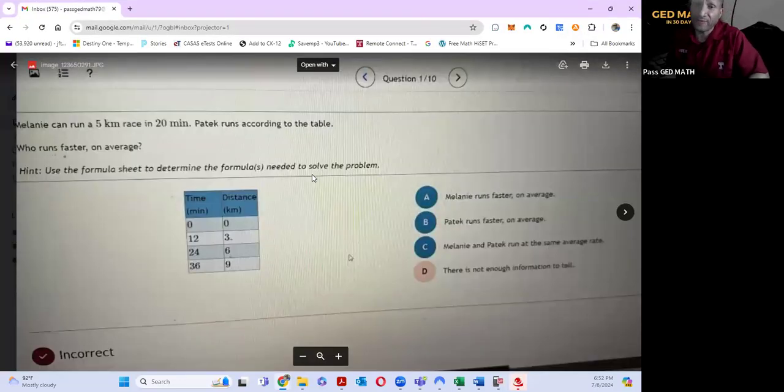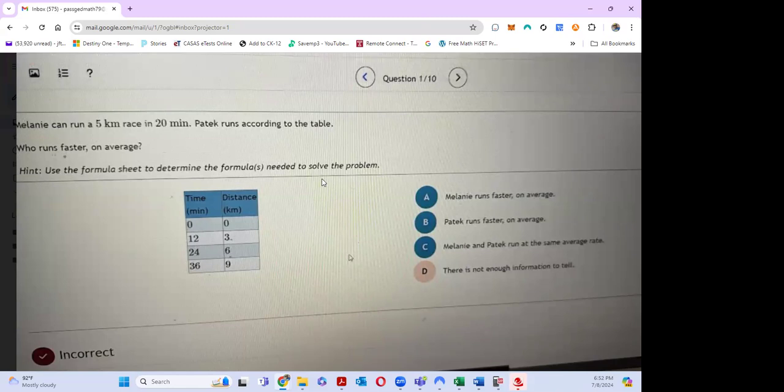I believe it is an app. But if you go to my math course, you'll see CK12 inside my math course.